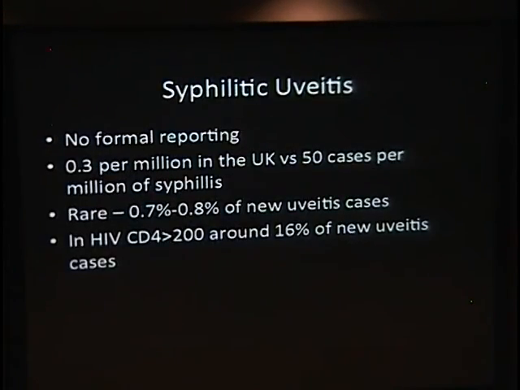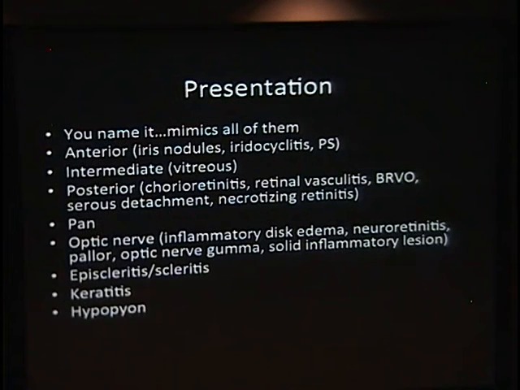So there's no formal reporting. There was a good study that came out from the UK that there were about 50 cases per million of syphilis, and there were about 0.3 per million of syphilitic uveitis. That kind of gives you an idea of how many cases of syphilitic uveitis there are. It's pretty rare. It's still less than 1% of our uveitis cases that are coming in. It's a lot higher in HIV patients, though, about 16% of them that came in had uveitis from syphilis.